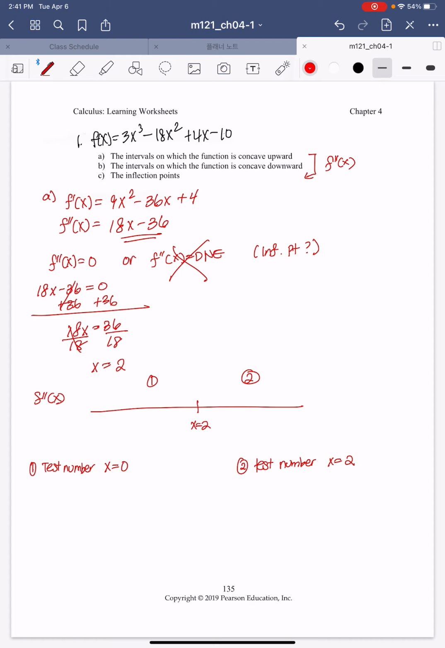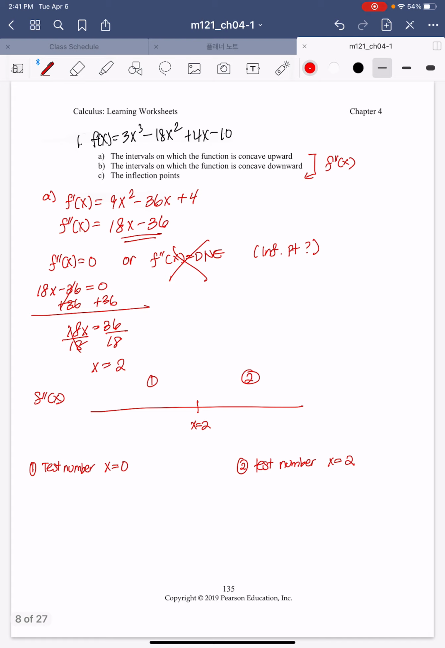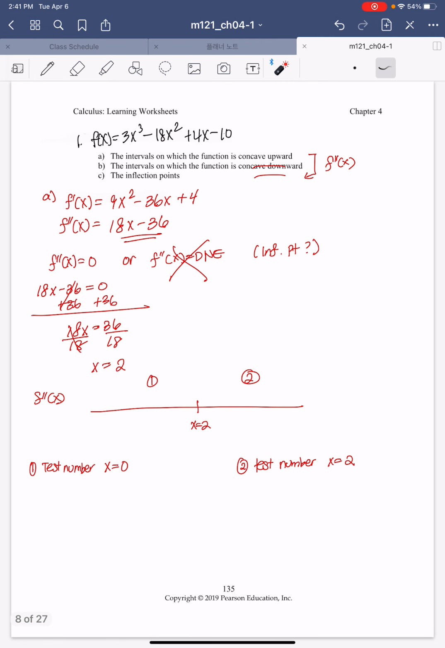Okay, where do we plug it in? We have to plug it into the second derivative because that's the concavity. Don't plug it into the original, and don't plug it into the first one. We are dealing with the concavity. I want to know where the second derivative is positive or negative. So we plug it into the second derivative, which is right over here.